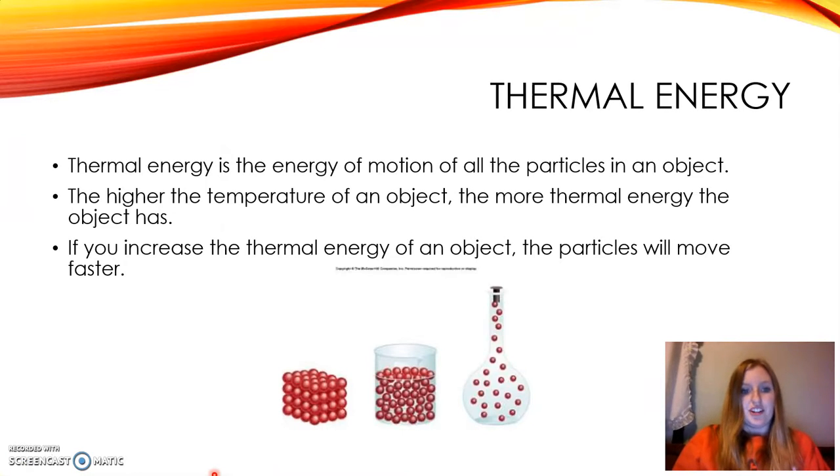So thermal energy. In any object, the particles that make it up are constantly moving, whether it's a solid and they're vibrating, or if it's a liquid or a gas where they're actually moving around each other. The total energy of the motion in all these particles is called thermal energy. The higher temperature the object is, the more thermal energy it has, meaning if you increase the thermal energy, the particles are going to move faster.